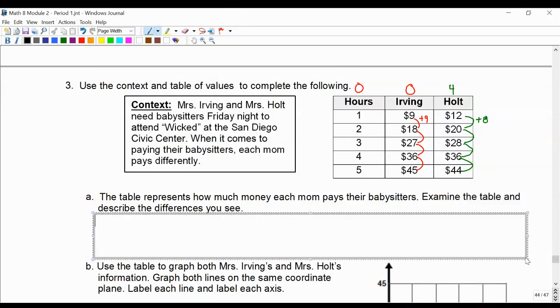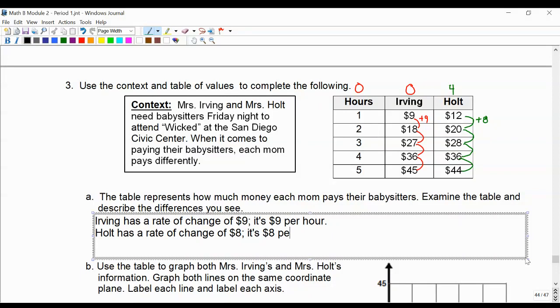A says the table represents how much money each mom pays their babysitters. Examine the table and describe the differences you see. So we could say a variety of things. You can choose your own. I'm going to say Irving has a rate of change of $9. It's $9 per hour. Holt has a rate of change of 8. It's $8 per hour.